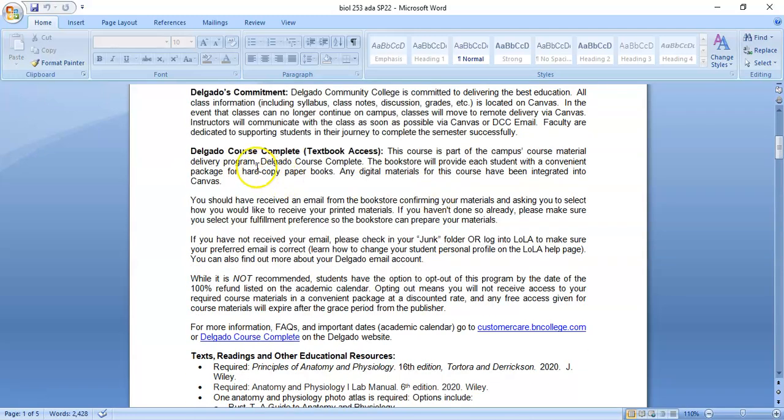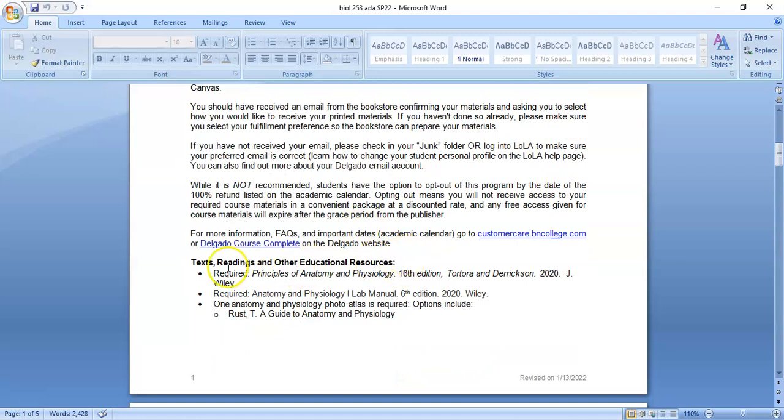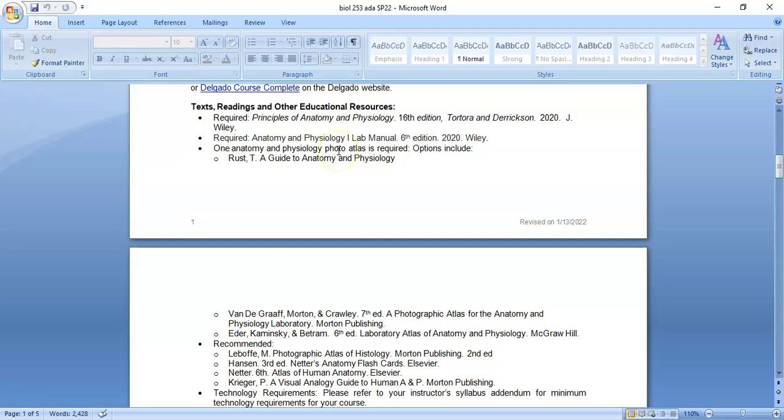Obviously, the first thing, again, is about the Delgado course complete. So if you have not opted out, you will receive access to the lab manual right here, which is the 6th edition, and you'll also receive access to Principles of Anatomy and Physiology, the 16th edition, which is your lecture textbook as well. They also will have atlases available. I'm not sure exactly off of this list. I think the Rust, the Labov, I think both of those are definitely available.